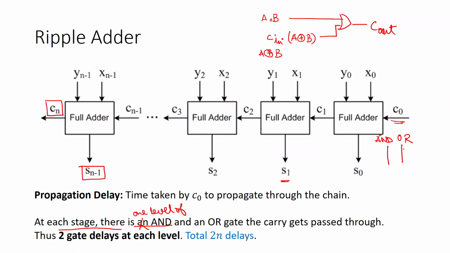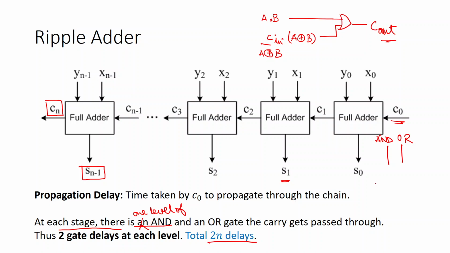So what is the exact amount of gate delay in time? Some nanosecond it will be. We don't worry about that at present. We say that there are two gate delays because there are two levels one needs to cross. So the C in needs to cross two levels of gate in order to come out as C out. At each full adder there are two gate delays. So in total there would be 2n delays. So the propagation delay would be 2n.